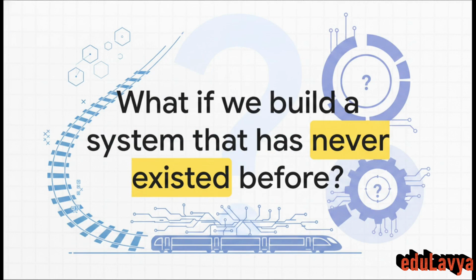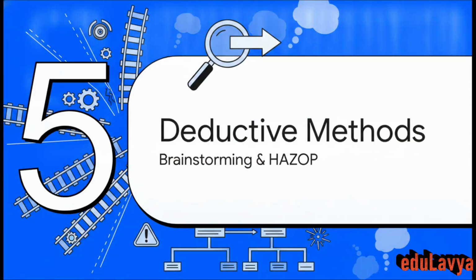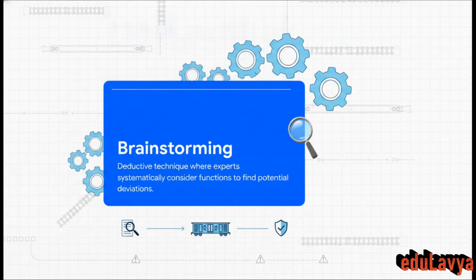But this brings up a really fascinating challenge, and I want you to think about this for a second. What if we are building a cutting-edge railway control system that has literally never existed before? We can't entirely rely on an empirical checklist, right? Because there's no exact historical data for technology that's brand new. You can't rely on past experience if the experience doesn't even exist yet. And that perfectly leads us to Section 5, deductive methods, looking at brainstorming and HAZOP. When history can't hand us all the answers, engineers have to rely on proactive forecasting using structured logic.